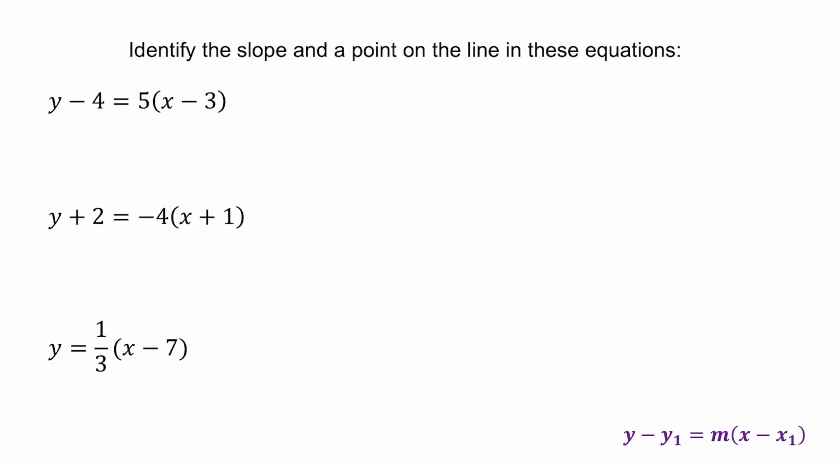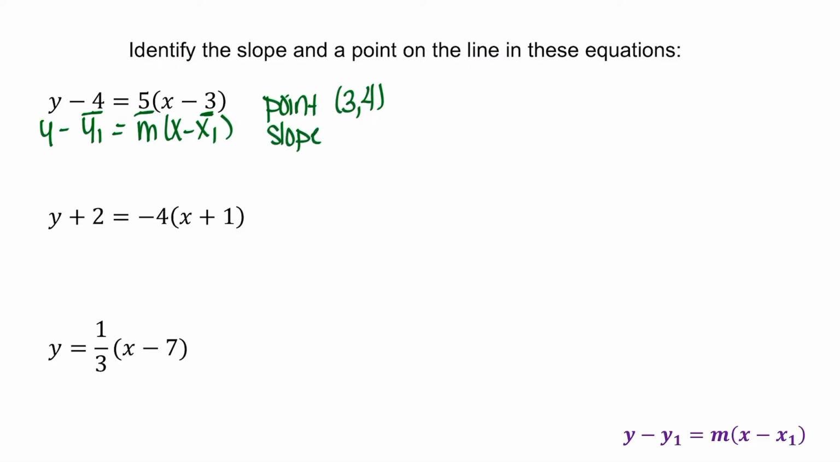So remember, we're always going to compare to point-slope form. So we're going to compare to y minus y1 equals m times x minus x1. So in this first equation, we can see that we have the coordinates of the point, 3, 4. So the point that is on this line will be 3, 4. And the value of the slope will be the value of m. So the slope will be m equals 5.